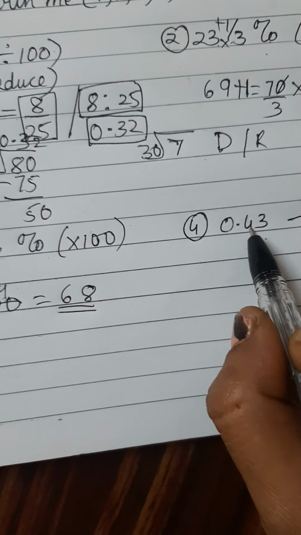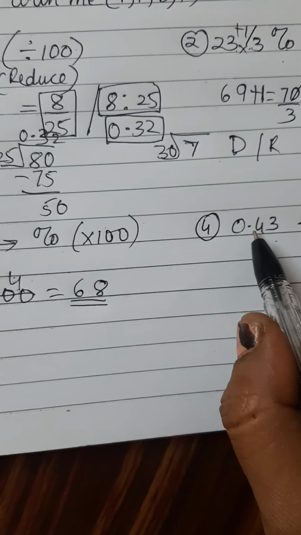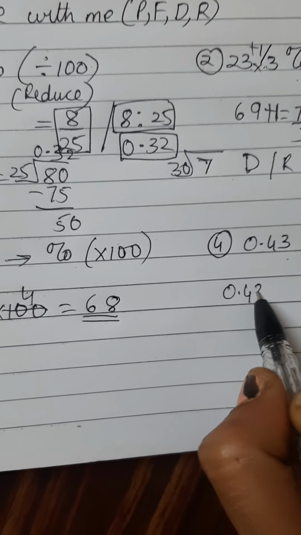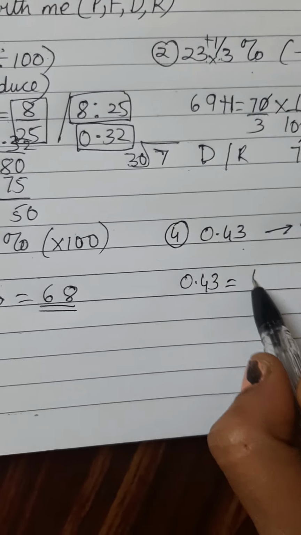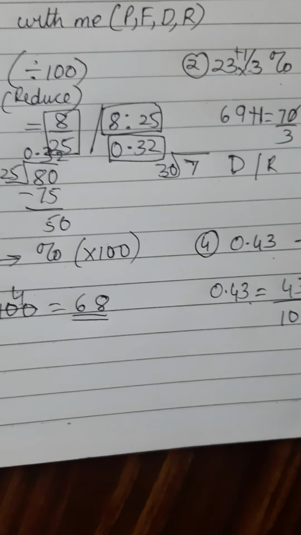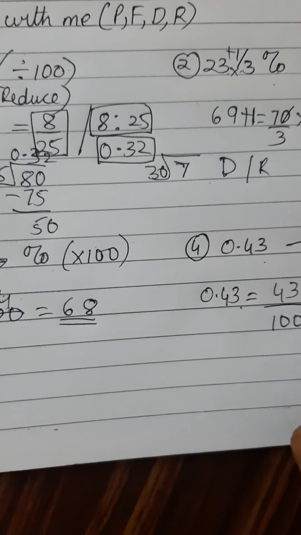The last sum for practice is a decimal number. Remember, when you are converting a decimal into a percentage, first try to get rid of the decimal point. So it will be 0.43. If we remove the decimal point, it will become 43 upon 100, because there are two decimal places. Now multiply it by 100.